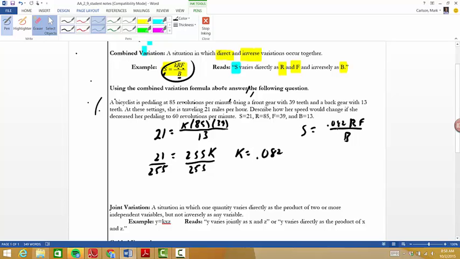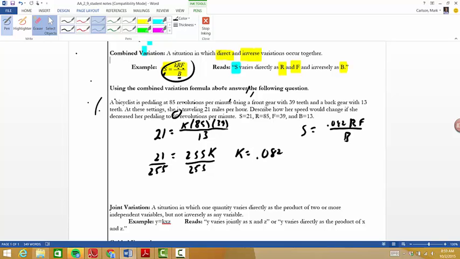Now I want to find that speed when the revolutions is changed to 60. So we're biking on the same bike, but now I'm going to change my revolutions to 60 as opposed to the current revolutions, which is 85.